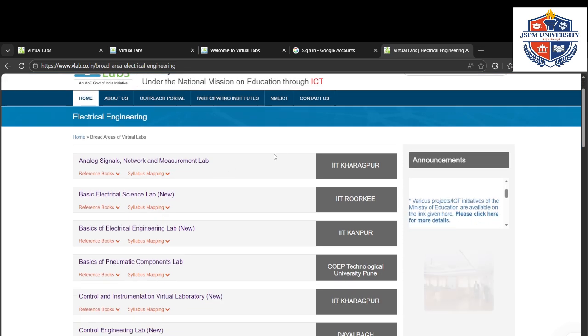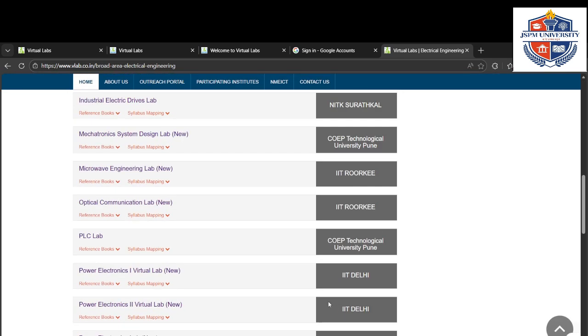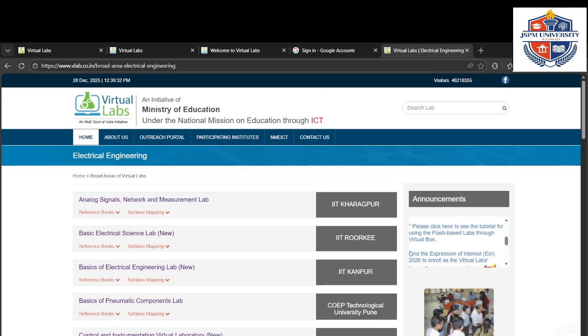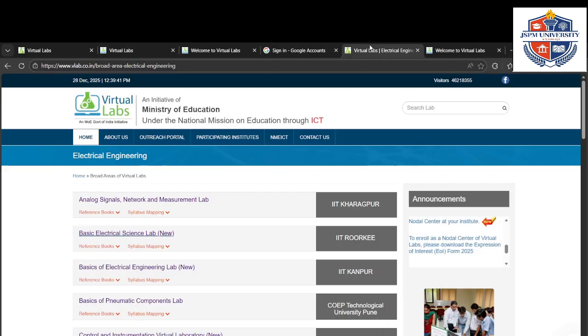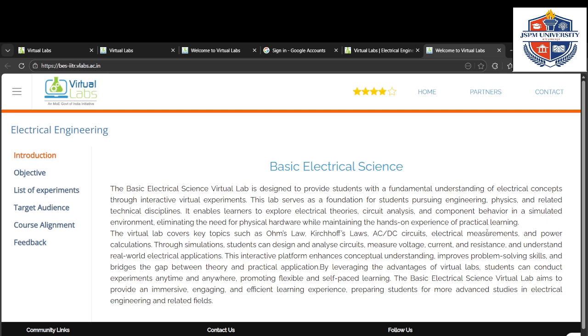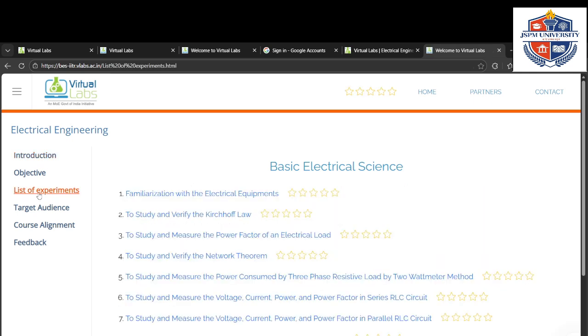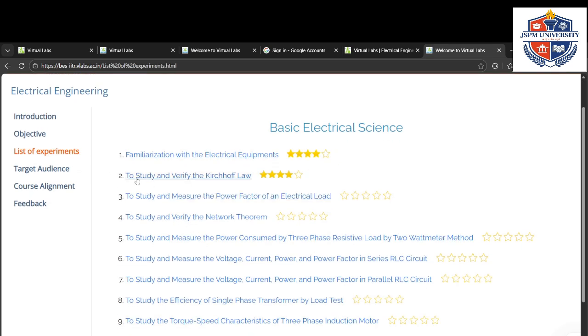Here you can see different labs are available for different people. First, let us go to the basic electrical science lab. Our aim is to learn the Kirchhoff voltage law. In the basic electrical science lab, we can find the list of experiments. Under this, the second experiment is to study and verify the Kirchhoff law.